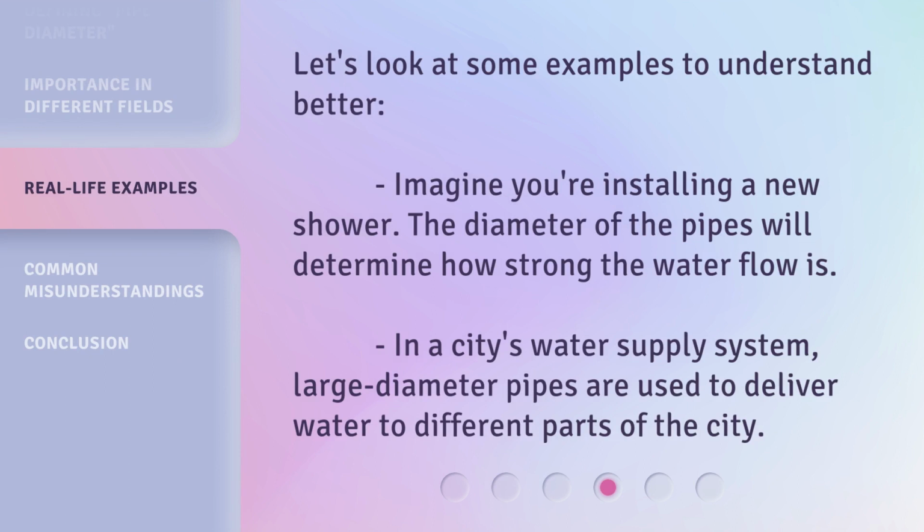Let's look at some examples to understand better. Imagine you're installing a new shower. The diameter of the pipes will determine how strong the water flow is. In a city's water supply system, large diameter pipes are used to deliver water to different parts of the city.